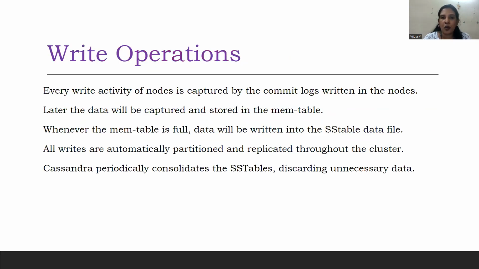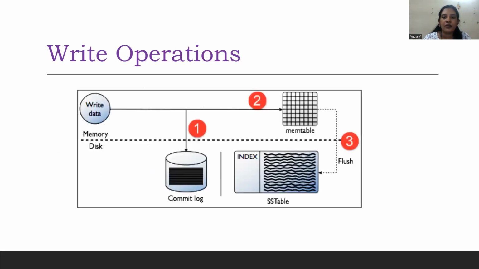Now we look into the write operations. Every write activity of nodes is captured by the commit logs written in the nodes. Later, this data is captured and stored in the memtable. Whenever the memtable is full, data is written into the SSTable data file. All writes are automatically partitioned and replicated throughout the cluster. Cassandra periodically consolidates the SSTables, discarding the unnecessary data.